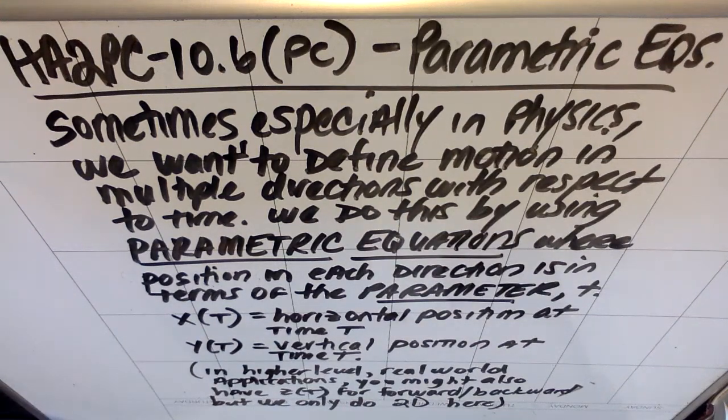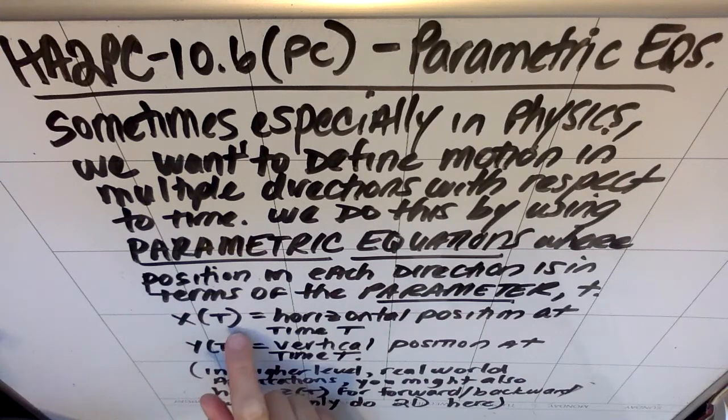This is Honors Algebra 2 Pre-Calculus. We're doing 10.6 in Pre-Calc, which is parametric equations. Sometimes, especially in physics, we want to define motion with respect to time in multiple directions. We do this by using parametric equations, where the position in each direction is given in terms of the parameter t, which would be our time.